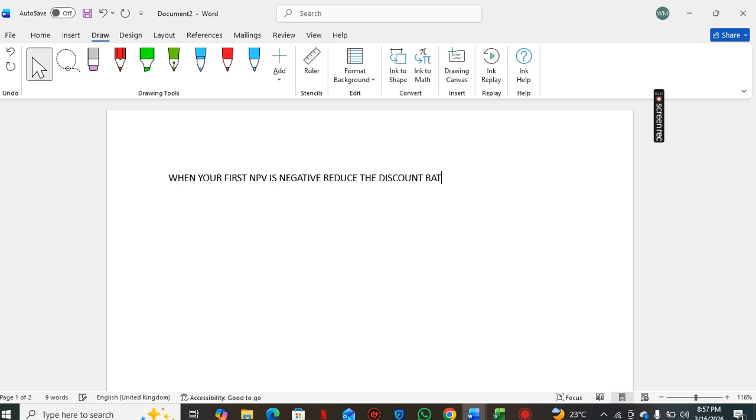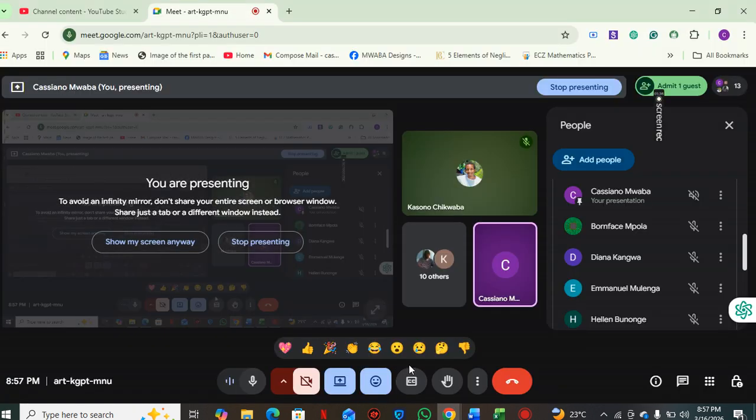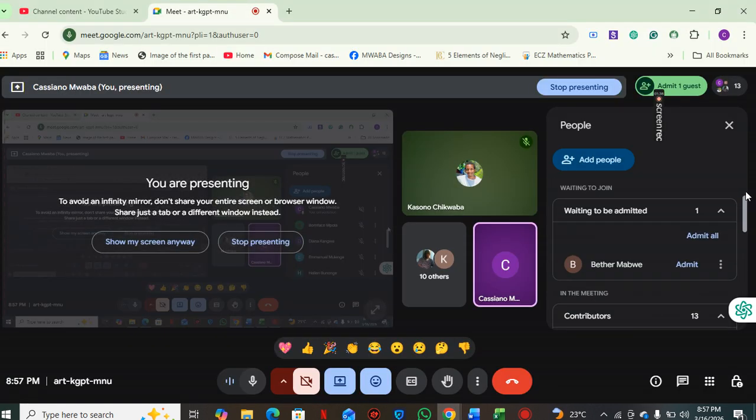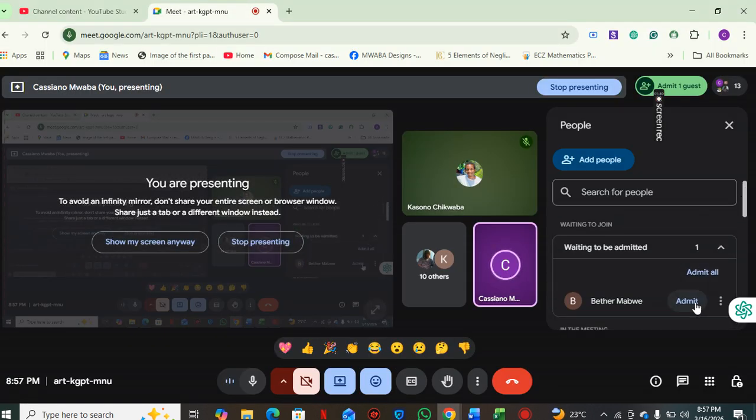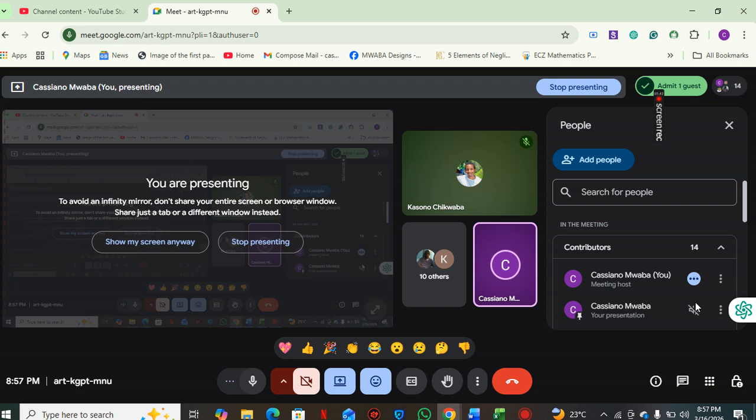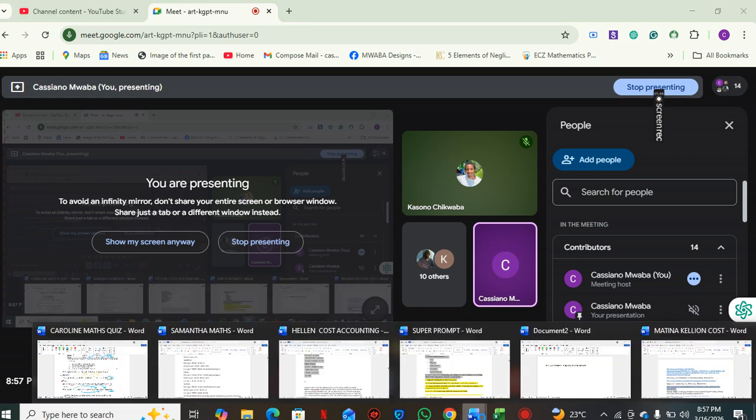Because remember, with the internal rate of return, you want two net present values. One has to be positive, one has to be negative. So if your first net present value is negative, reduce the discount rate. One rule of thumb is you can divide the discount rate by 2. Or you just pick by yourself. You just say, okay, I'll choose this discount rate. It's up to you to pick which one you need to use.